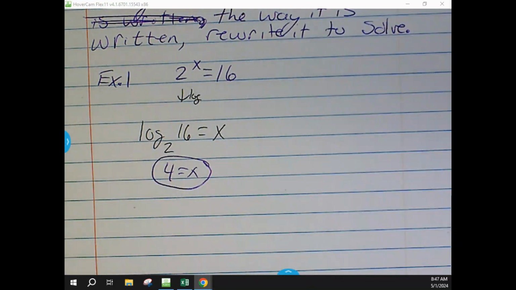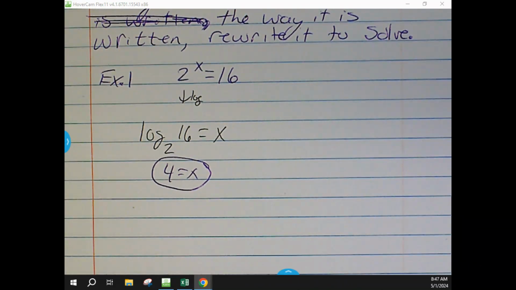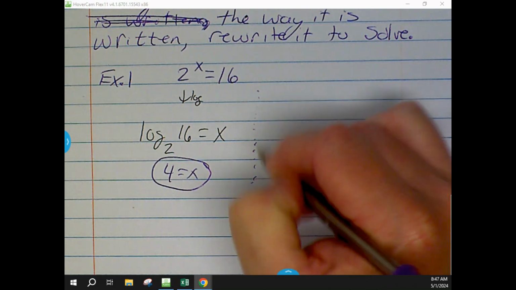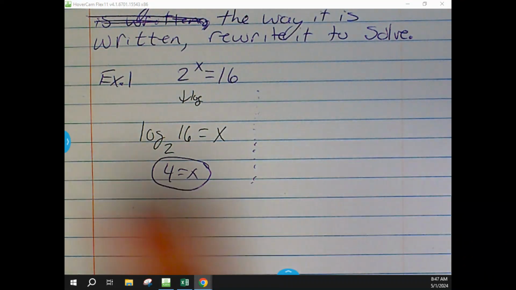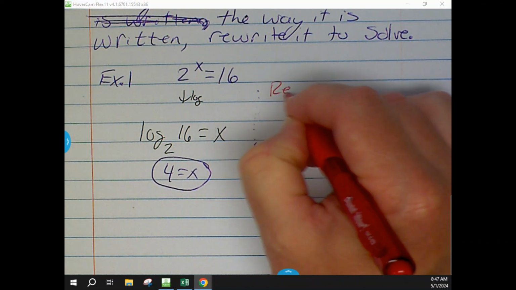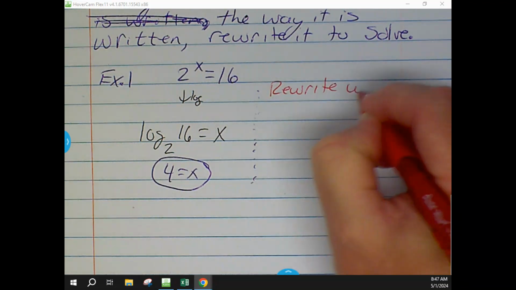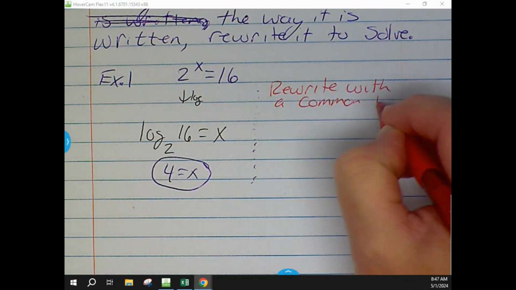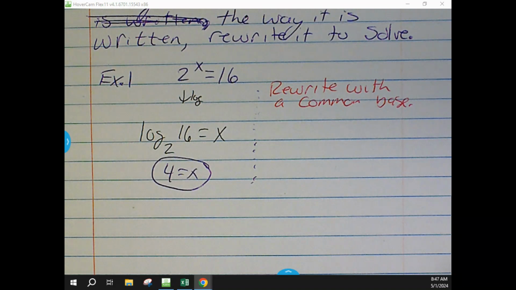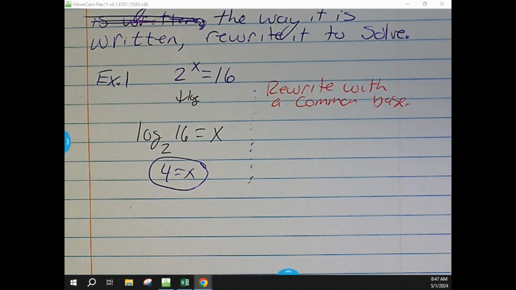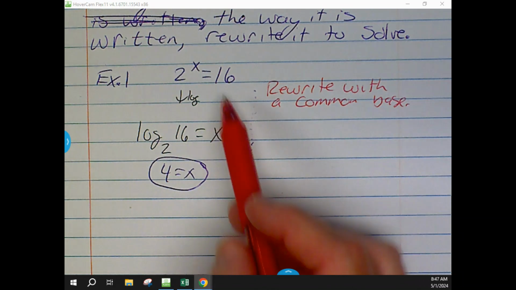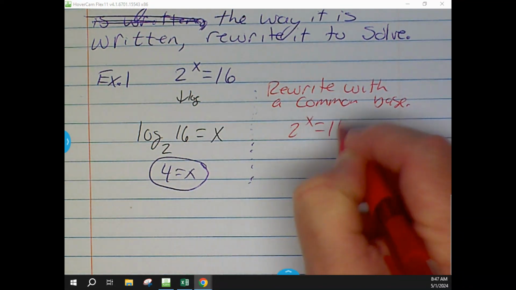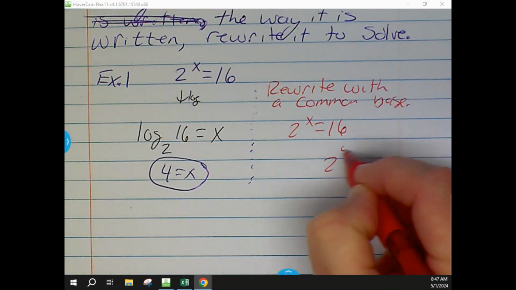Okay, so now here's probably what in some problems they're going to tell you to do. You don't necessarily have to write this down, just kind of watch. They will tell you to rewrite with a common base. If that's the case, what they're telling you is if you have 2 to the x equals 16, you can take 16 and rewrite it as 2 to a power. If you check, 16 would be 2 to the 4th power.